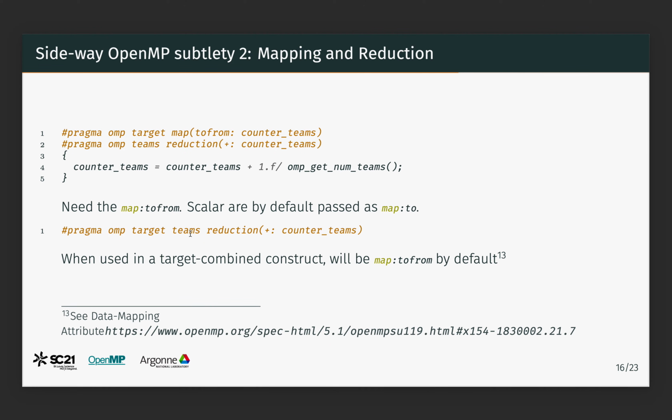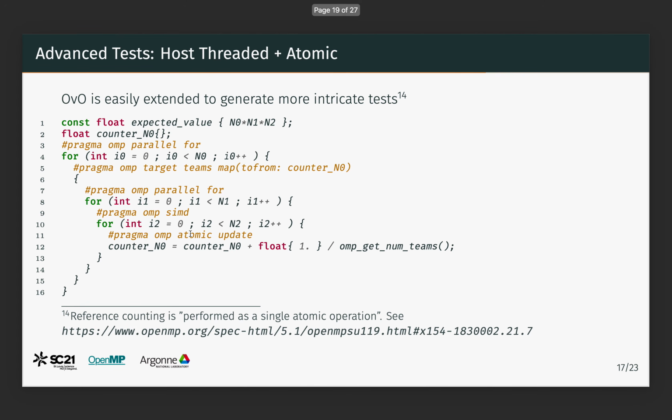I mean, not a trick, knowledge of the specification. This is a simple case that OvO can generate, but we can generate far more complicated ones when we have the framework to be able to generate tests. It's really easy to generate more complicated tests. For example, this one is a test that, from my testing for now, no compiler implements correctly.